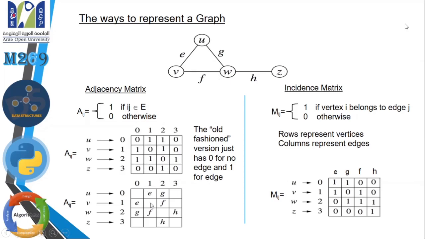Or you can do it with the names, EG. So it could be 1, 1 or EG. 1, 1 means yes, there is, true. 0, 0 means false, no. So this one is representing that one, which is actually that. Questions so far?